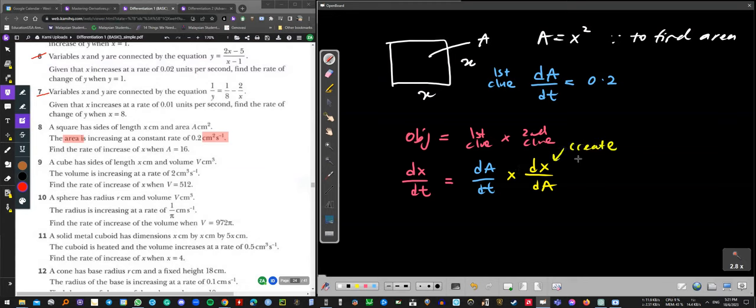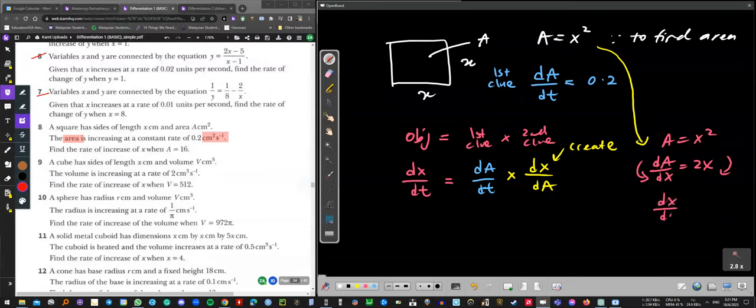So kalau nak create, biasanya kita kena refer anything from the original equation. So kalau tengok dekat original equation ni, kita ada A equals to x square. So kalau kita differentiate dapat apa? dA over dx equals to 2x. Nak dapatkan dx over dA apa? Kita flip je lah. Flip one side, flip the other side. So dia akan jadi dx over dA is just 1 over 2x. Nampak?